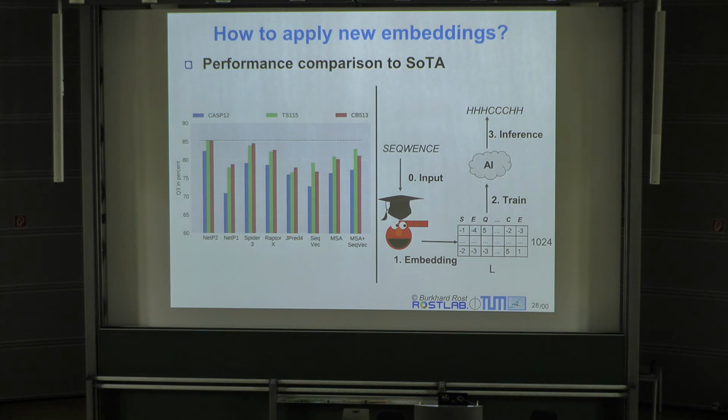There are just different other methods: Spider 3, RaptorX, and JPred 4 are other methods out there which already utilize deep learning and PSSMs to make 3-state predictions. But they are all using evolutionary information harnessed from PSSMs. And here is now our approach, SeqVec. You can already see that there is still a huge gap between the state of the art and our current approach.